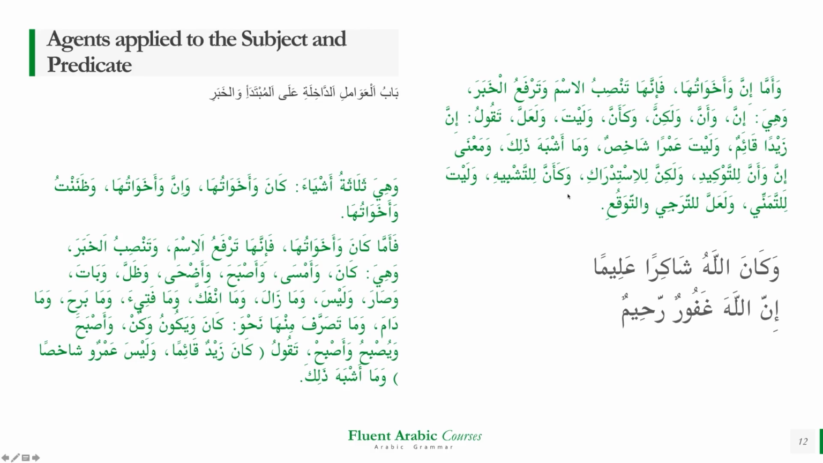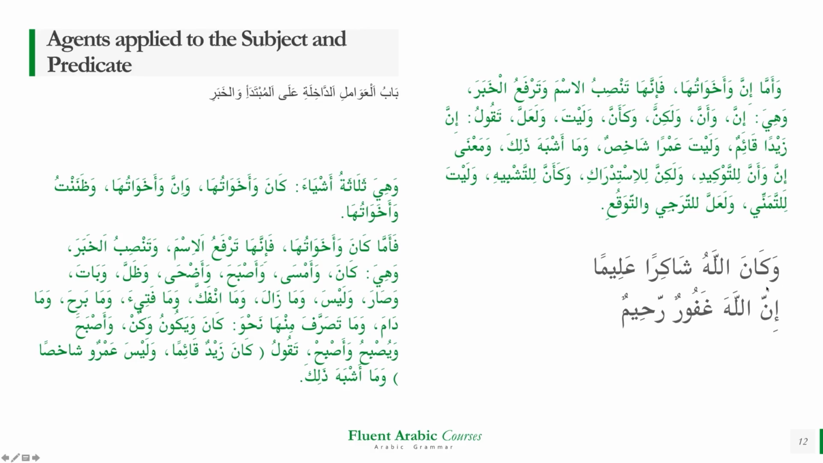وَكَأَنَّ لِلتَّشْبِيه. كَأَنَّ is used to show resemblance. وَلَيْتَ لِلتَّمَنِّي. Layta is to show a wish. وَلَعَلَّ لِلتَّرَجِّي. And لَعَلَّ is used to show hope. وَتَوَقُّع, and expectation. So these are kana and its sisters and inna and its sisters. Now let's look at two more examples. وَكَانَ اللَّهُ شَاكِرًا عَلِيمًا. This is of course a verse from the Quran, or a part of a verse.